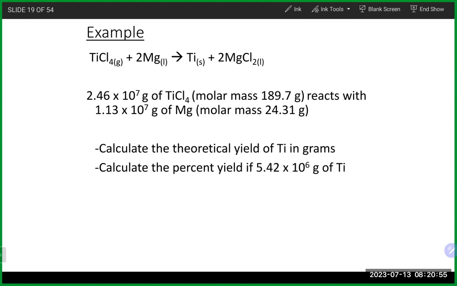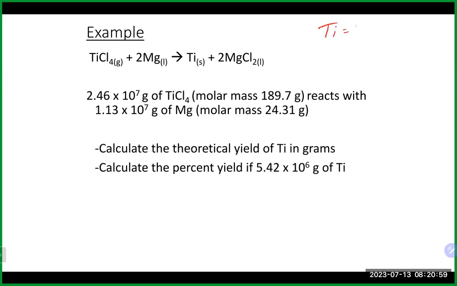Titanium is 47.88, I think. And this is the molar mass from the periodic table of each of those guys there. Okay, let's take a look, see how you're doing.